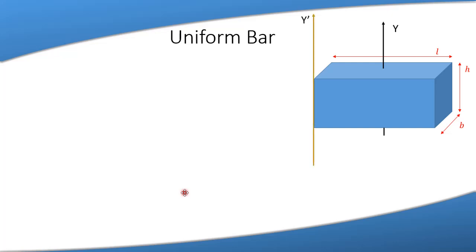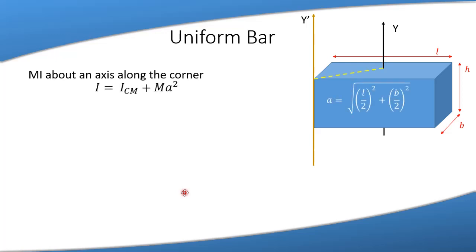Now, let us consider another axis which is passing through an edge of that body. How can we find the moment of inertia of this rectangular box about the axis y dash? Yes, we can find it using the parallel axis theorem. Hope you remember the parallel axis theorem. According to the parallel axis theorem, the moment of inertia about any axis will be equal to the moment of inertia of that body about its center of mass plus the mass of the body multiplied by the distance between the two axes. This is what we have learned in our last lecture.